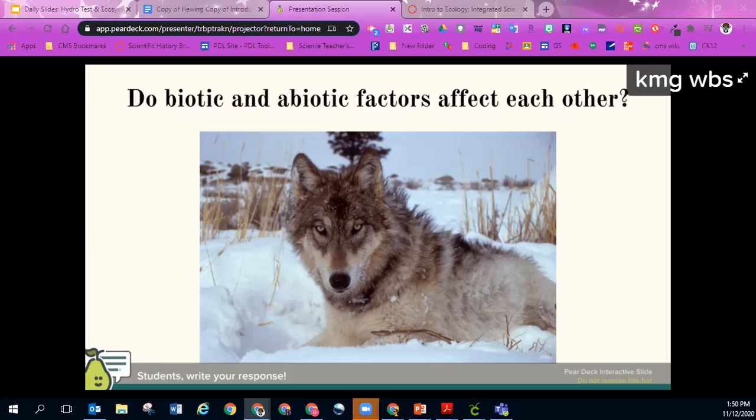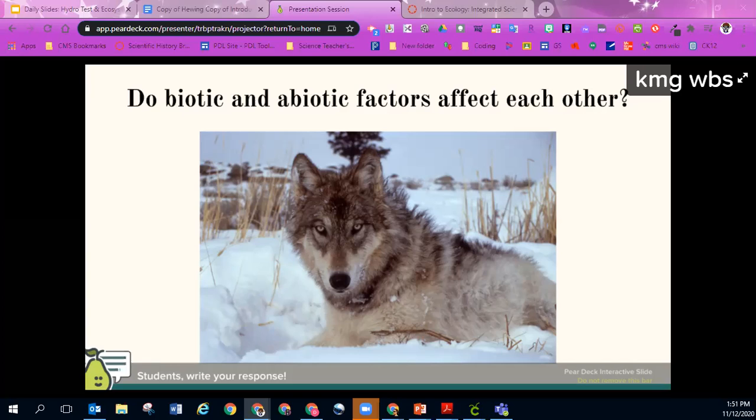Yes, because the sun and water are abiotic, but biotic factors like plants and animals rely on them. That's a good answer. Yes, because biotic things need abiotic things to live. I like that answer. Yes, because humans are biotic factors and we need oxygen, which is an abiotic factor, to survive. Those are really good answers.